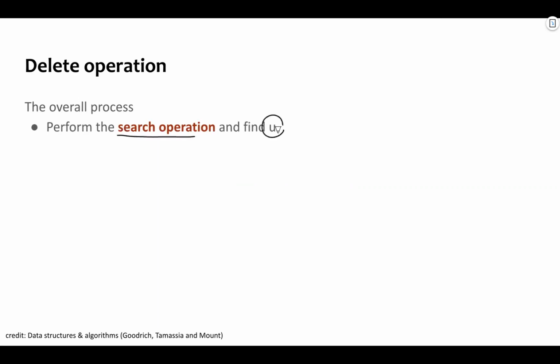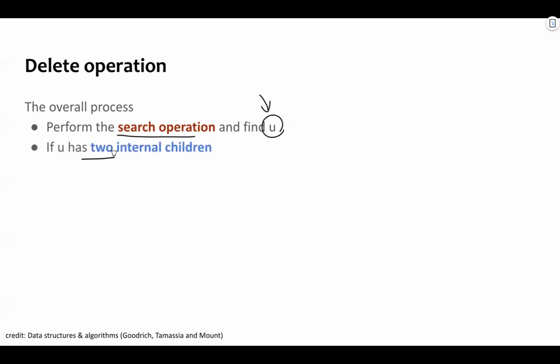So this was the insert operation. And we're going to talk about deletion. As before, I'm going to describe the overall process first and then show you some examples. What we do is perform the search operation and then find U. Let's say U is what we want to delete.